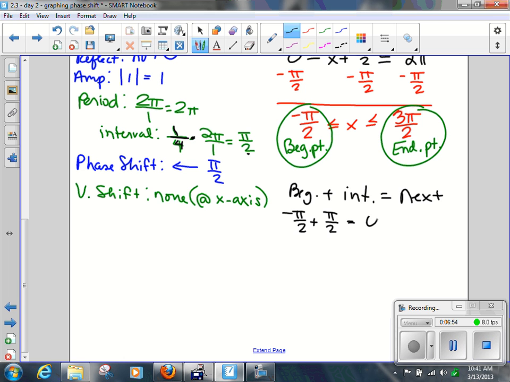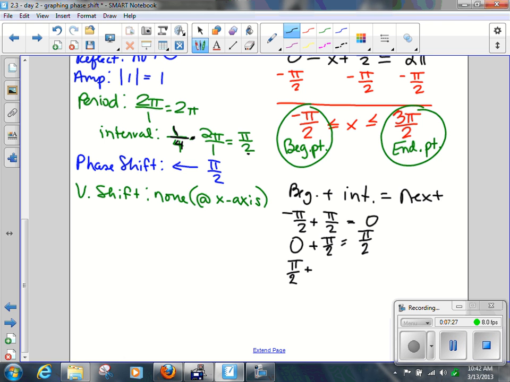What's negative pi over 2 plus pi over 2? 0. Now check this out. All eyes up here. Watch. 0 is the next beginning point. What do we have to add to it? Pi over 2. The interval is pi over 2, so we add pi over 2 again. What is 0 plus pi over 2? Pi over 2. Watch this. What am I going to do with pi over 2? You're going to put it next, and we've got pi over 2.